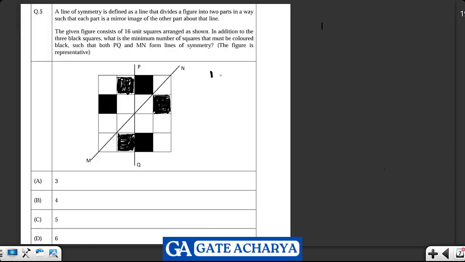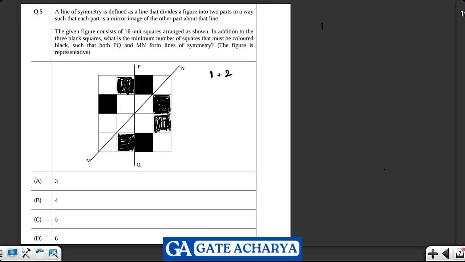Okay, so in total, 2 squares I have introduced for making similarity with PQ. Now PQ is similar, but what about MN? Let's say MN is similar or not. The MN similarity issue is again popping up there. This new one, because I colored this new, I have to again color this as well.